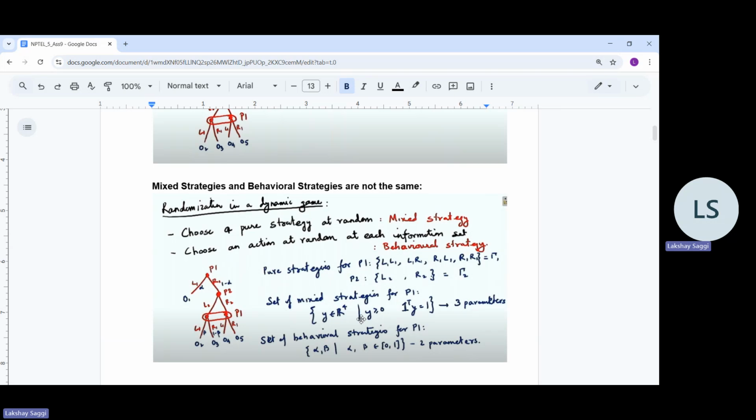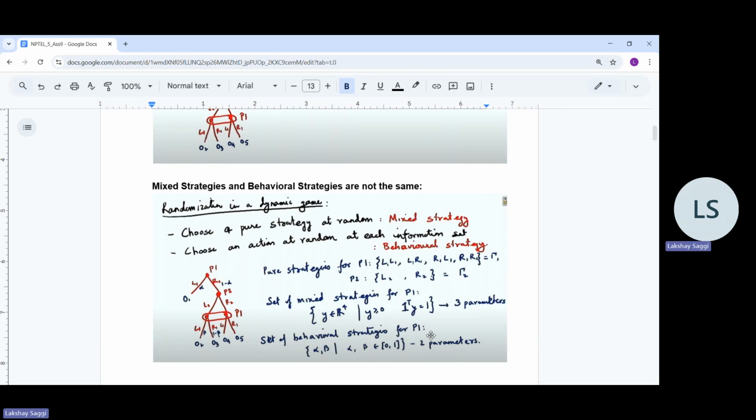So we have four variables for mixed strategies, P1, P2, P3, P4, and one constraint that the sum of the variables should be equal to 1. So essentially, the mixed strategies for P1 can be characterized by three parameters, which are probabilities P1, P2, and P3. So probability of playing L1, L1, probability of playing L1, R1, and probability of playing R1, L1. Because R1, R1 will anyway be equal to 1 minus the sum of these three. So the set of mixed strategies is characterized by three parameters.